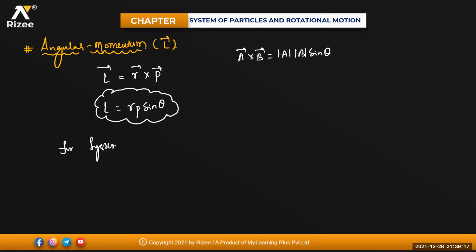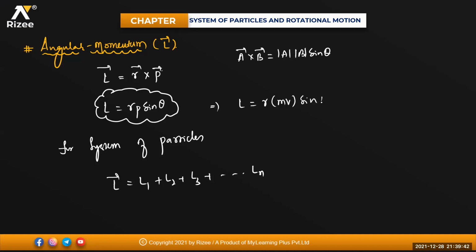For a system of particles, if more than two or three particles are present, I can write angular momentum as L1 plus L2 plus L3 and so on up to Ln, any number of particles. So angular momentum of a particle is L is equal to r p, or else you can write L is equal to r into momentum mv into sin theta. That means L is equal to m v r into sin theta in terms of a particle of mass m.